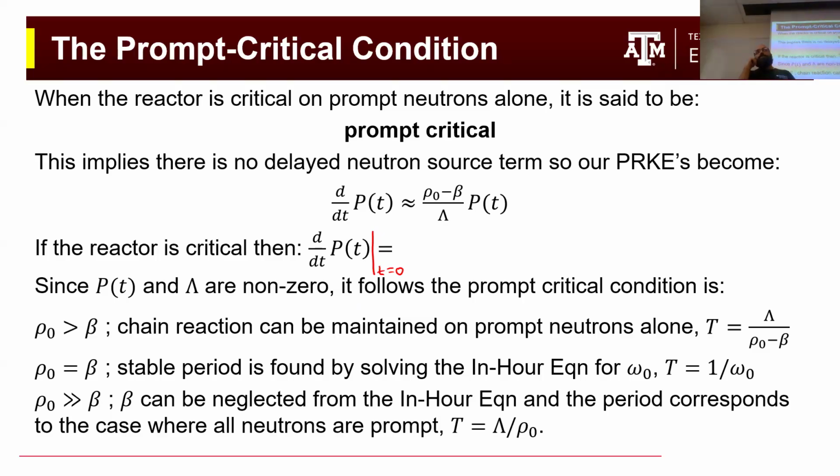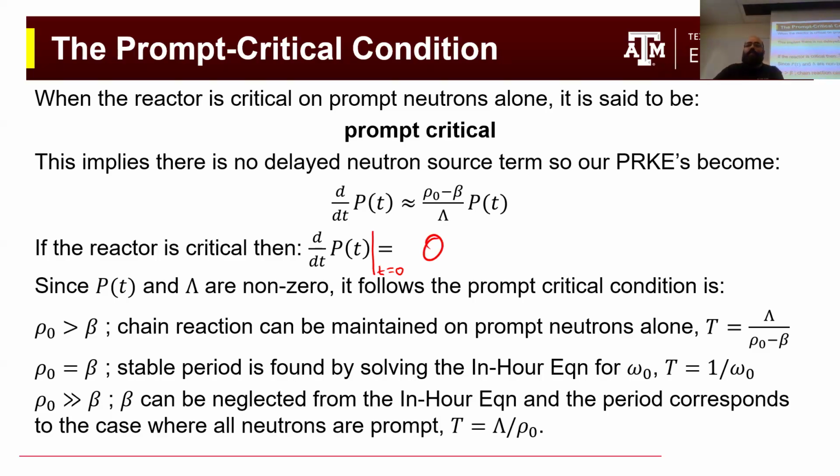If we're critical, that means we're in a steady state, right? And our production and our losses are balanced. So the power of a reactor doesn't change if it's critical. If you have an AP1000 reactor rated for 1,000 megawatts electric, if it's critical, its power is constant. And if the power is constant, then the derivative of the power with respect to time is zero, right?